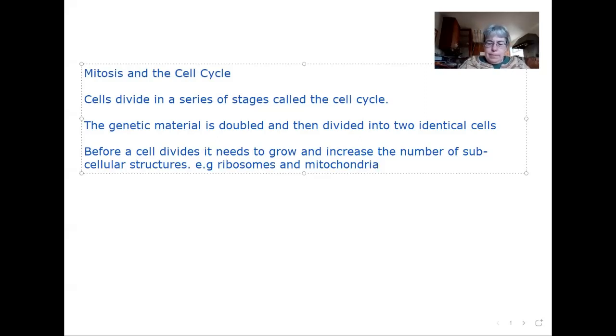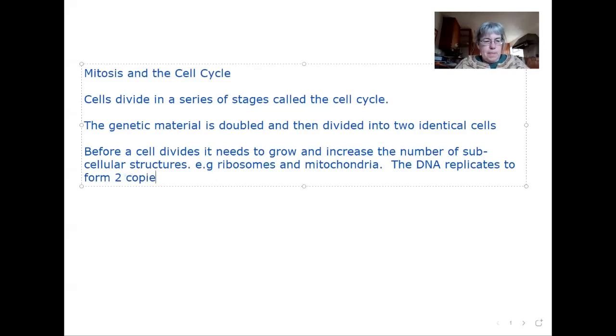And also the DNA replicates. So this is your chromosomes replicating to form two copies of each chromosome, is a better way of putting it. So that's quite an important bit.